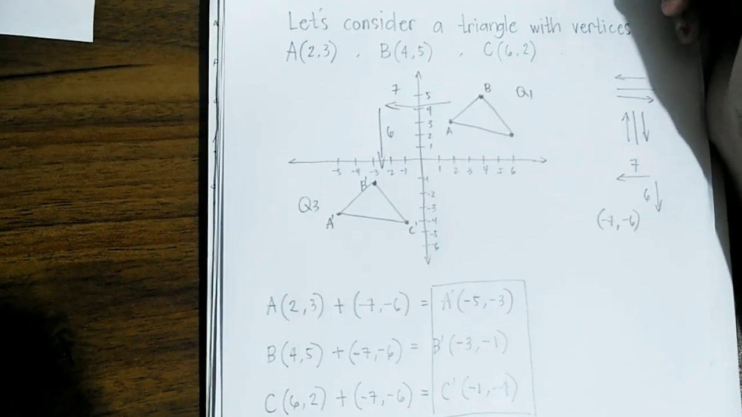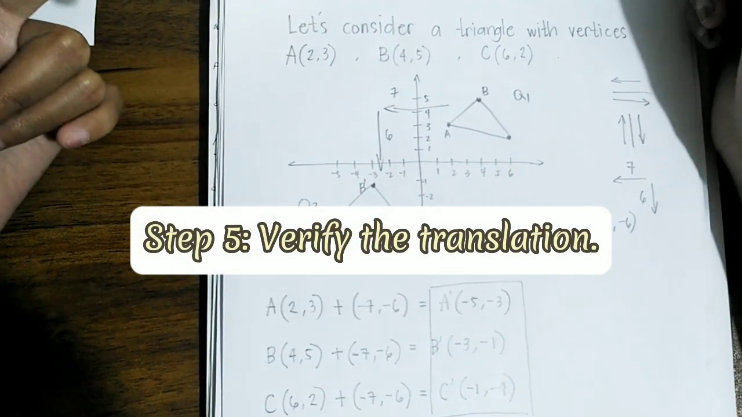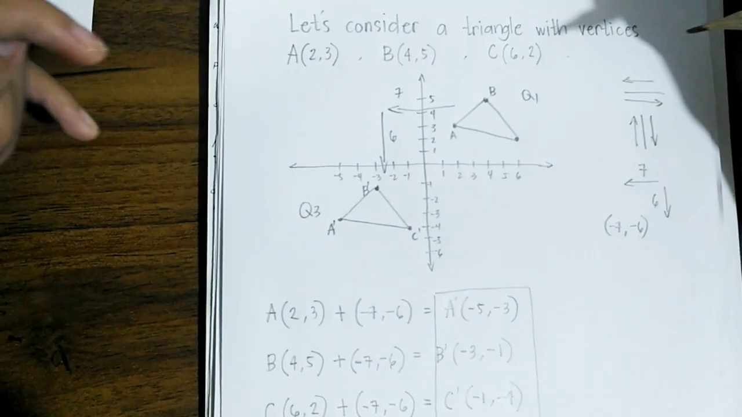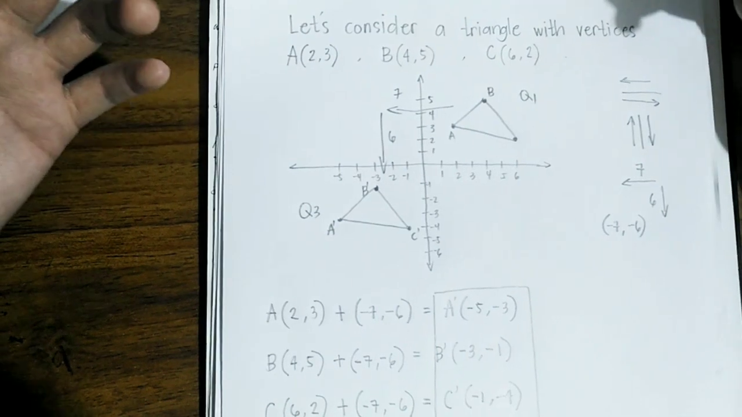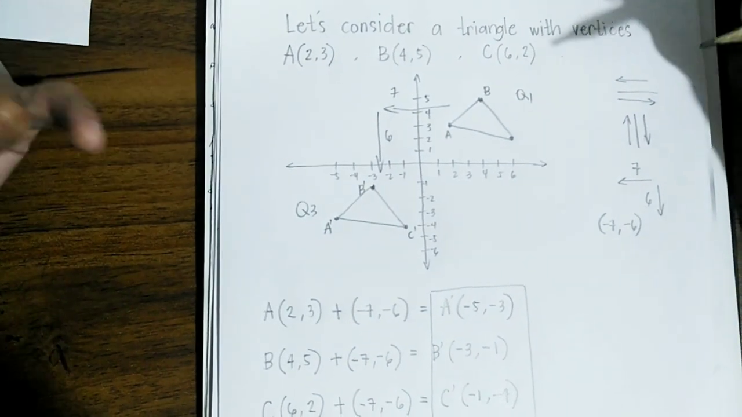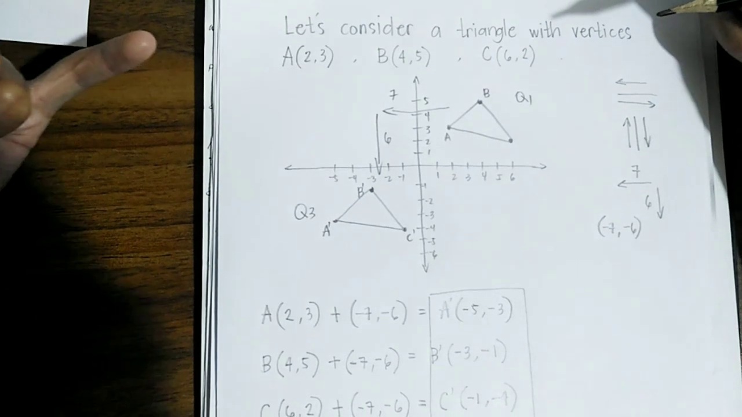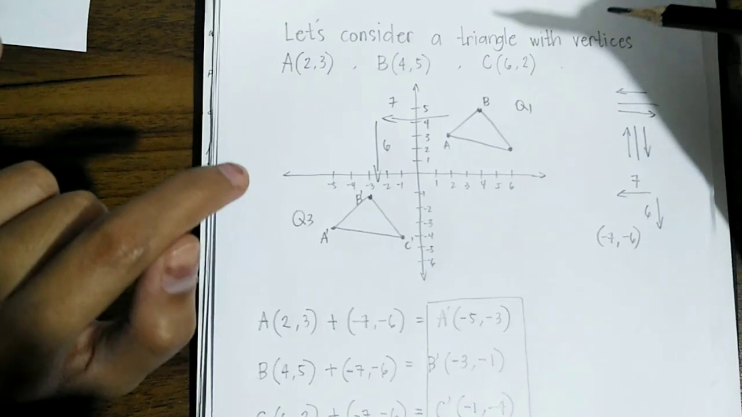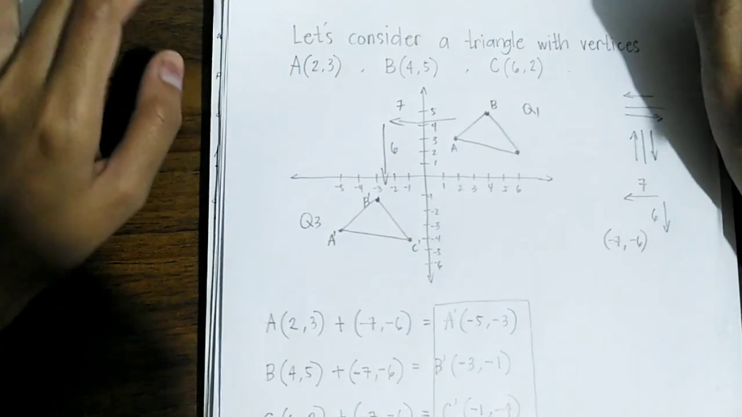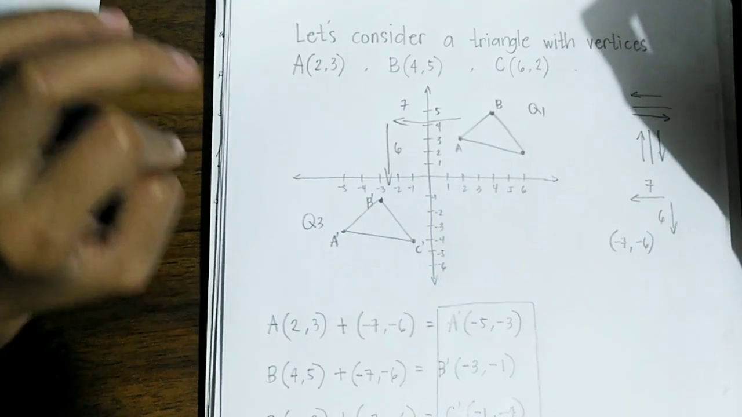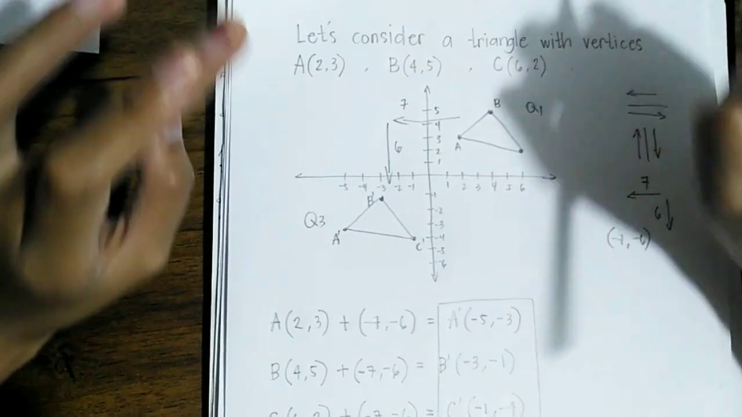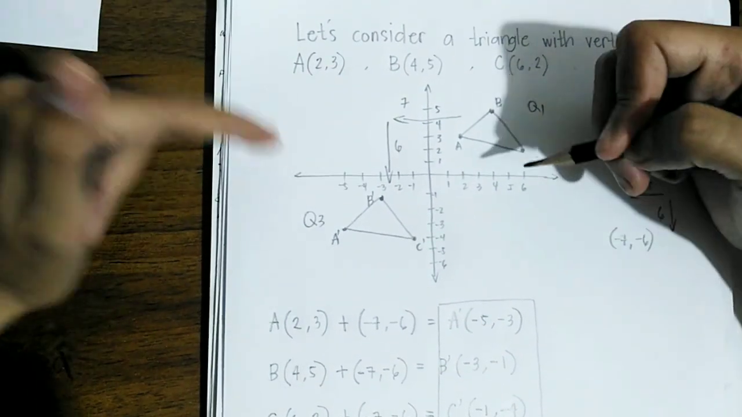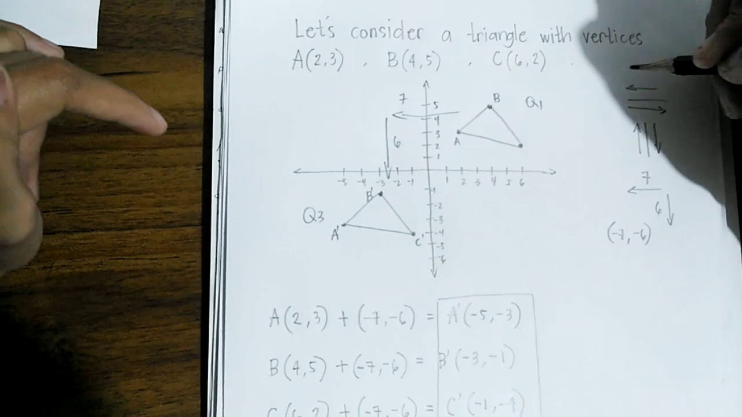So the last step is to verify the translation. To confirm that the translation was performed correctly, check if the size, shape, and orientation of the original figure remain unchanged in the translated figure. So that's it. By following these steps, you can perform a translation in the coordinate plane. Remember that translations can be performed on any shape or figure, not just triangles, and follow the same principles.